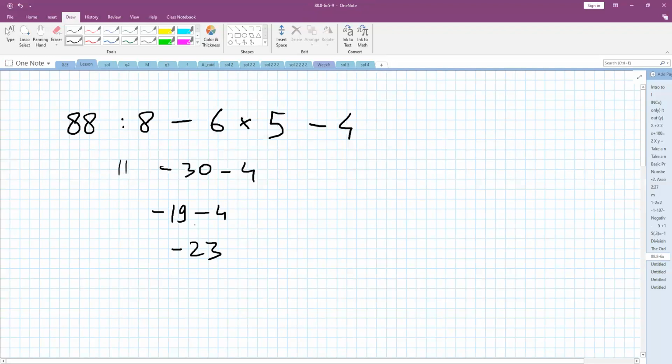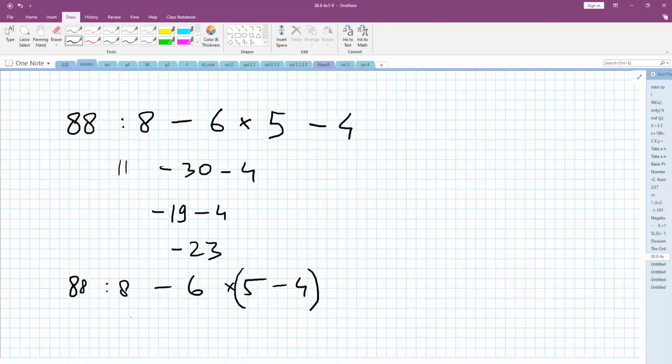Okay, now what about if I actually give 88 divided by 8 minus 6 times 5 minus 4, and I put a bracket here. Okay. 5. Okay, how did you get that number?